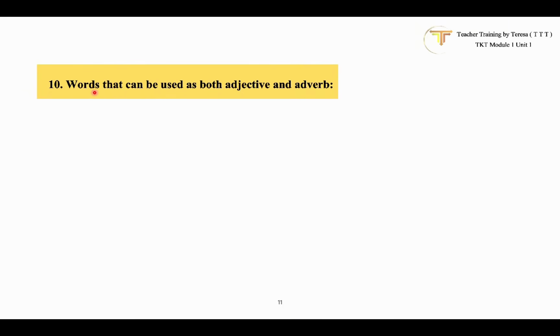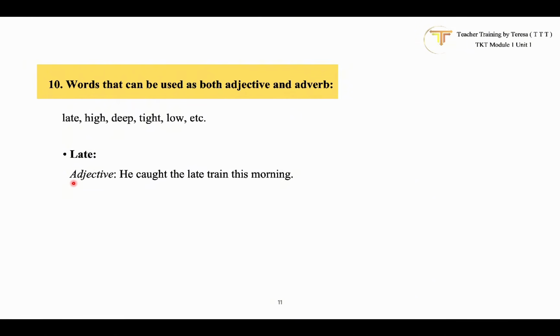10. Words that can be used as both adjective and adverb: late, high, deep, tight, low, etc. Late. Adjective: He caught the late train this morning. Adverb: She worked late last night.